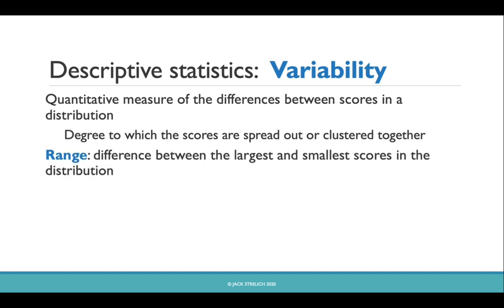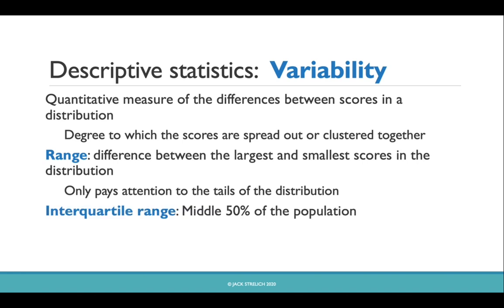One is range. We find the range simply by taking the difference between the largest and the smallest scores in the distribution. One downside to this is that we only pay attention to the tails of the distribution and completely ignore any variability within that distribution.